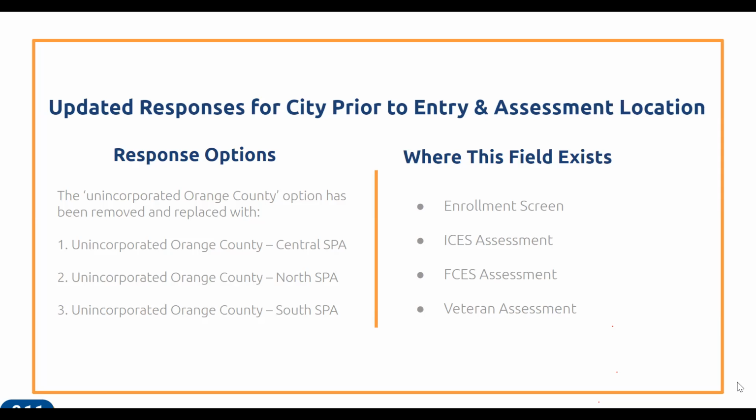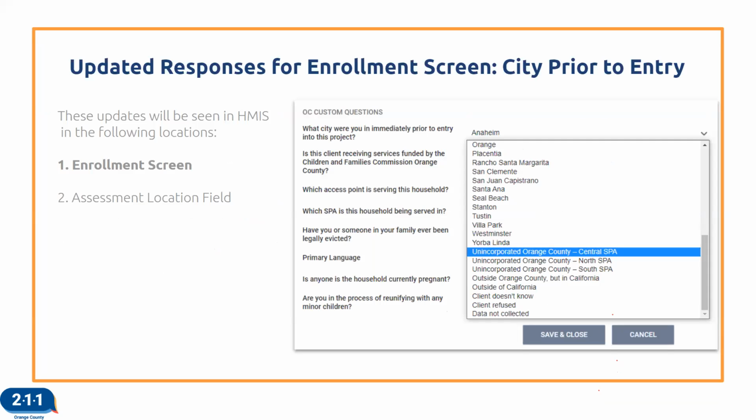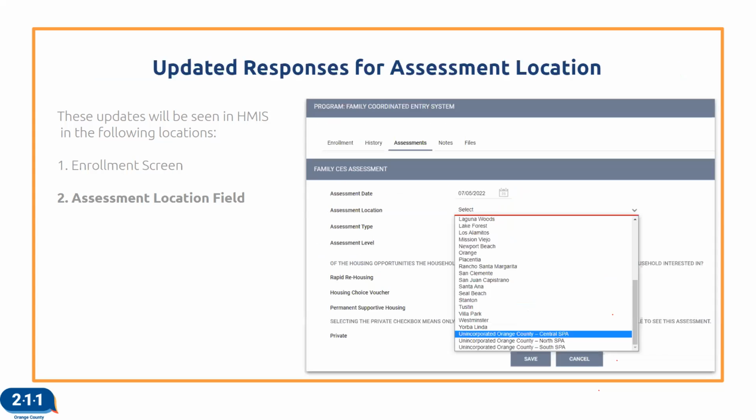This field currently exists on the enrollment screen and in the 3 assessments for the individual coordinated entry system, FCES, and on the veteran assessment. And then on the next screens, we can show some examples of what the updates look like. On the screen here, you can see on the enrollment screen how these options appear. So you can see that the 3 options are there to select from. And then on the next screen, we can share a screenshot of how they appear on the assessment location. So on the 3 assessments that we previously mentioned, this is how those 3 options would look on the screen.